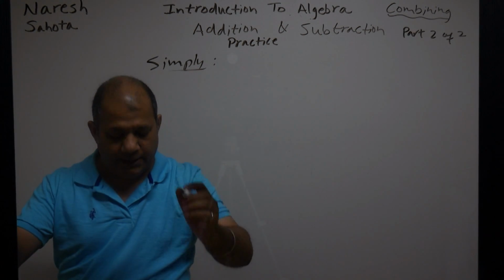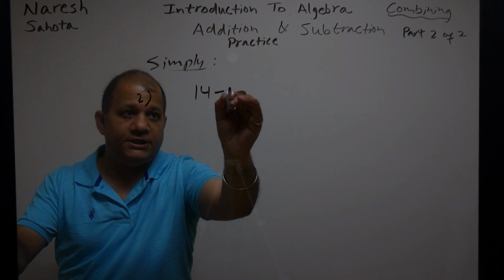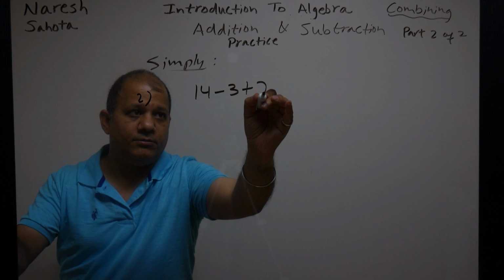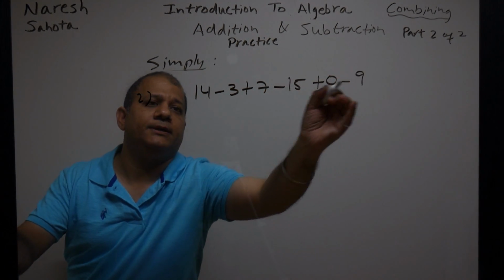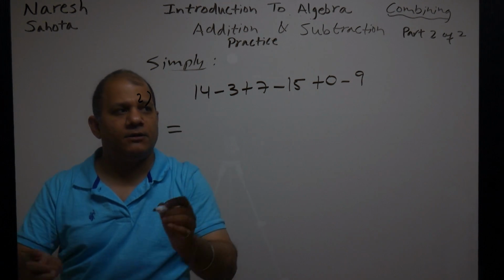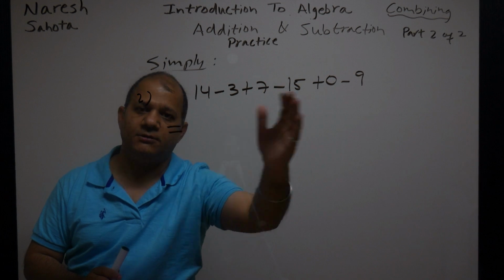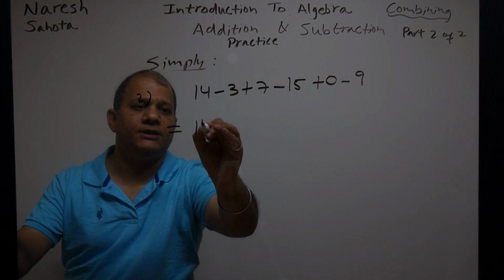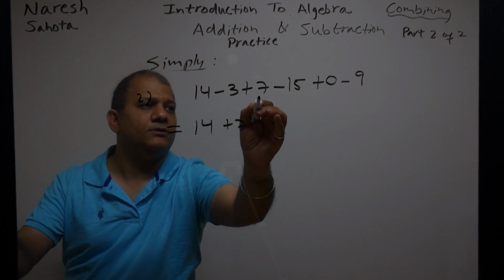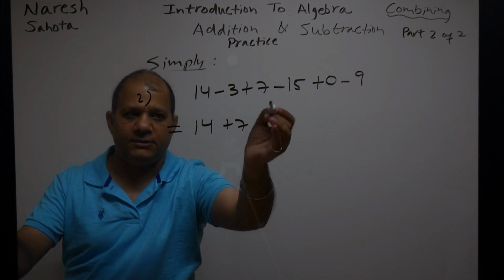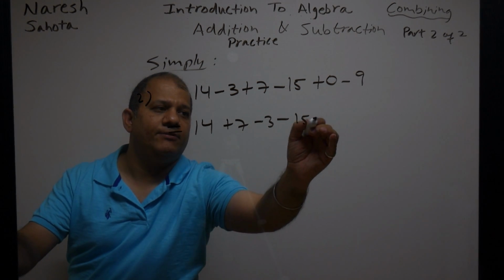Okay, so let's try 14 take away 3 plus 7 minus 15 plus 0 minus 9. So here again, let's write all the positive ones first and then all the negative ones. So 14 is positive, plus 7, right? So, and then the rest are all negative. So we have negative 3, negative 15, negative 9.